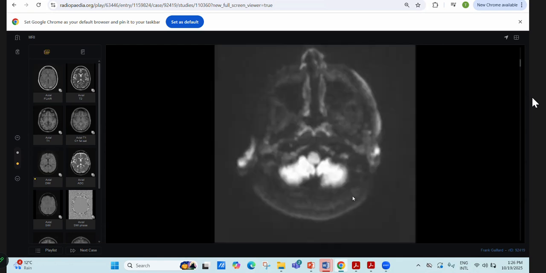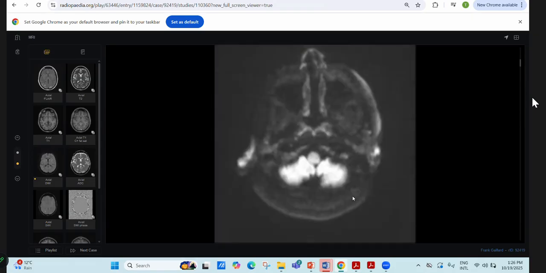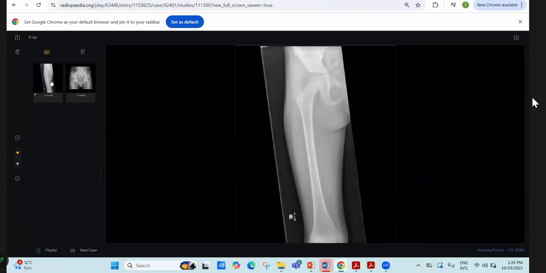You are with one differential. What is it? Posterior reversible encephalopathy syndrome. And what is the treatment of this? Blood pressure monitoring, control of the blood pressure, and intensive monitoring of the vitals, and then follow-up imaging to see if the abnormality has resolved.